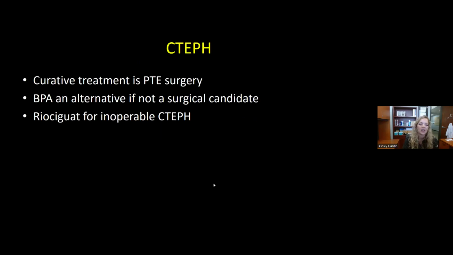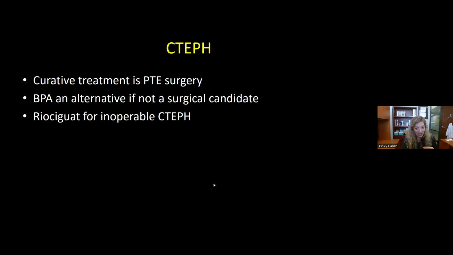And last slide here, two slides, CTEPH. So chronic thromboembolic PH. The curative treatment really is pulmonary thromboendarterectomy surgery. So if a patient has surgically accessible disease, they should be sent for pulmonary thromboendarterectomy surgery. Balloon pulmonary angioplasty is an alternative if they're not a surgical candidate. So oftentimes these are patients who have very distal chronic thromboembolic disease that we can't get from a median sternotomy and a proximal kind of retraction of their central disease if they have distal disease.